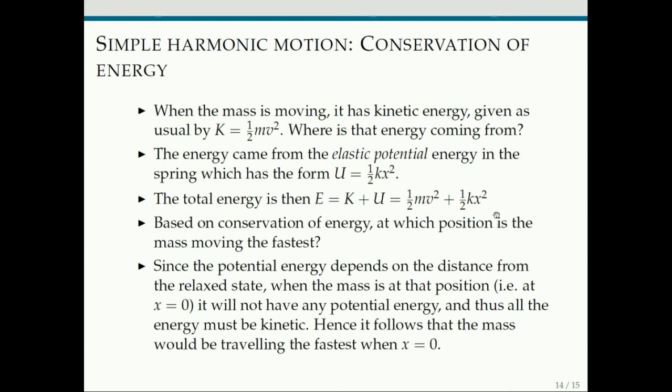Now, we can actually use this expression and the conservation of energy to answer the question, at which position in its motion is the mass moving the fastest? Since the potential energy depends on the distance from the relaxed state, or equilibrium state, when the mass is at the equilibrium state, so when x is equal to 0, this term is, of course, 0, so there's no potential energy. Thus, all the energy that the mass had before must now be in kinetic energy. So it follows that the mass must be traveling the fastest when x is equal to 0, so when it's passing through its equilibrium point.